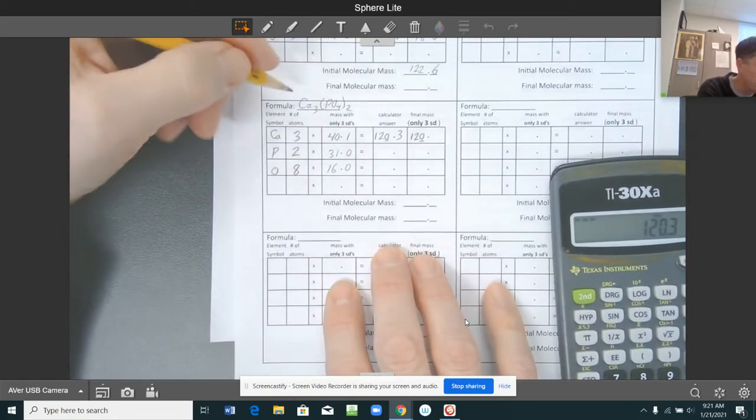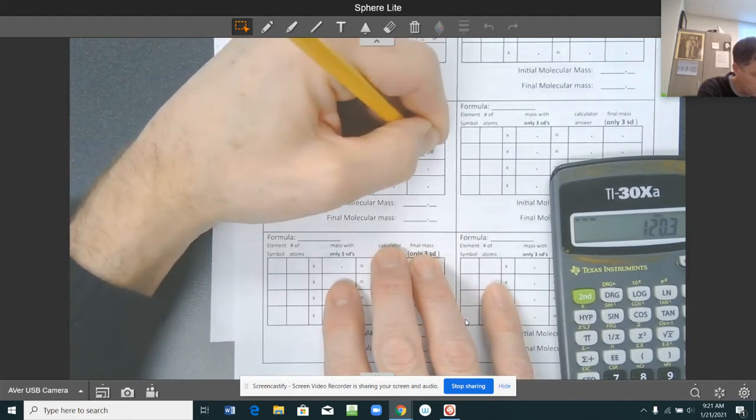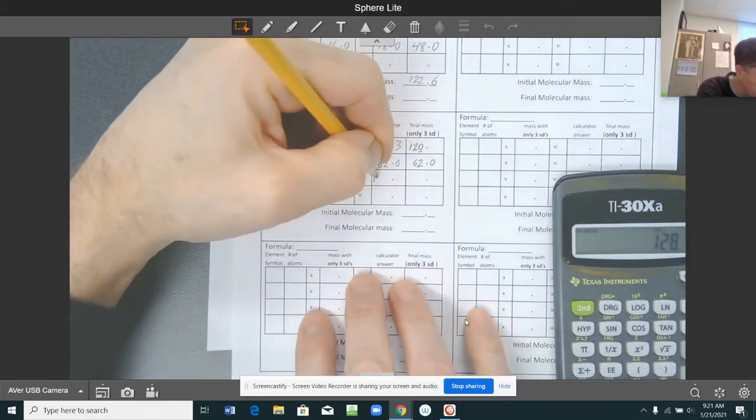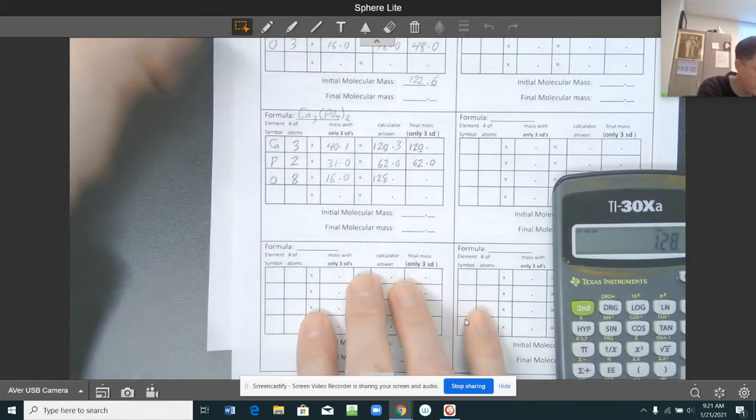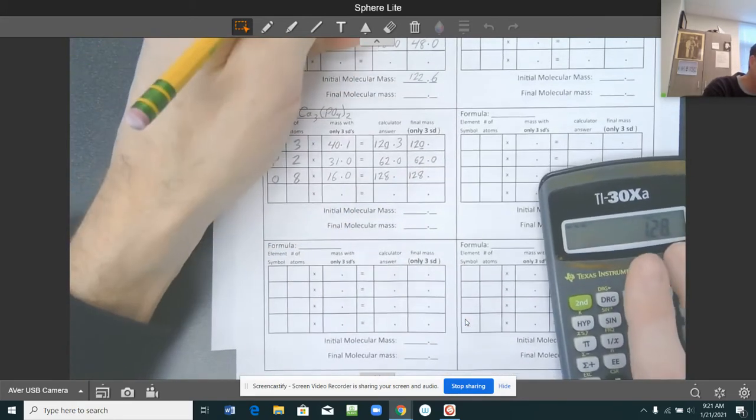Okay, 2 times 31.0, 62.0. And then we have 8 times 16. Should be able to do that in my head, but I can't. So 128, 3 sigdigs there. Copy that over.